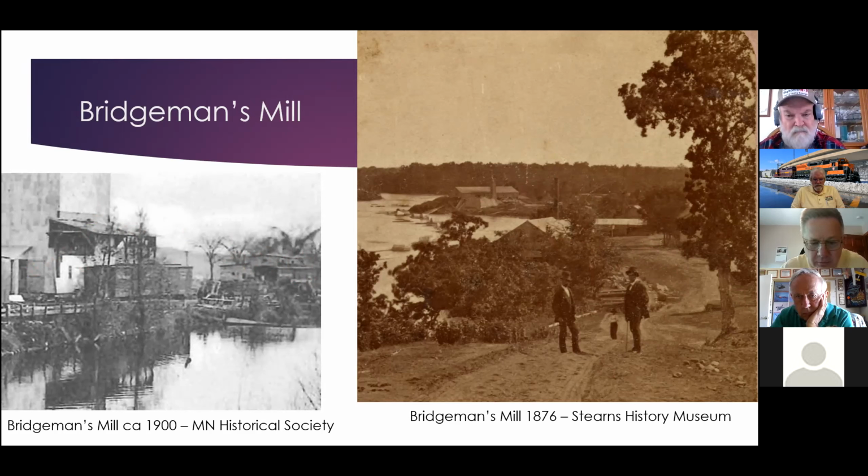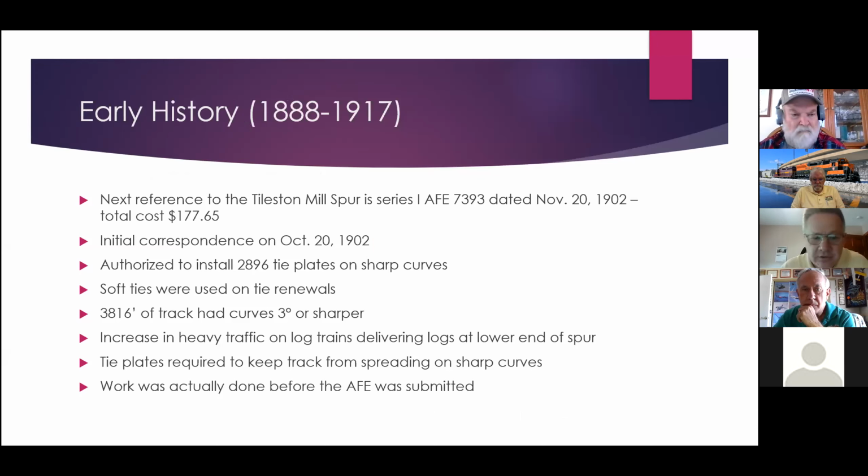And so I know at one point, you'd hear about them floating logs down the river. And there's actually some other lumber mills on the other side of the river. What I found out, though, in this case, they actually started hauling logs down there, because the next reference I could find was in an AFE dated 1902. It started back on October 20th, and they were authorizing them to install 2,896 tie plates on sharp curves. The mill had some fairly sharp curves. They said they had 3,800 feet of curves that were 3% or sharper.